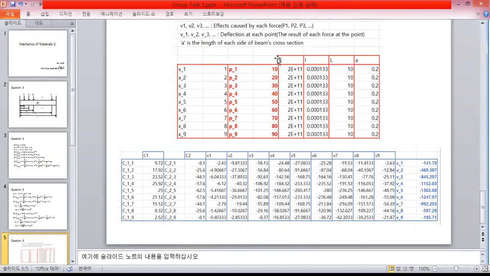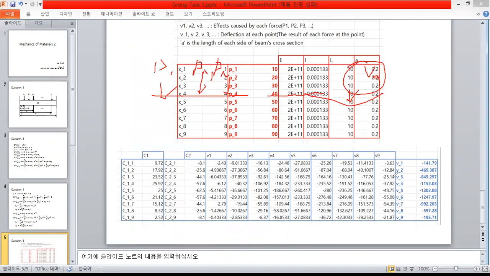So we can get, when only Pn is given, it will deflect like V9. And when Pn minus 1 to P1 are given, we will get this V9 for each force, and these are the deflections we get. To get the total V9, we can just get this easily by adding all these values.